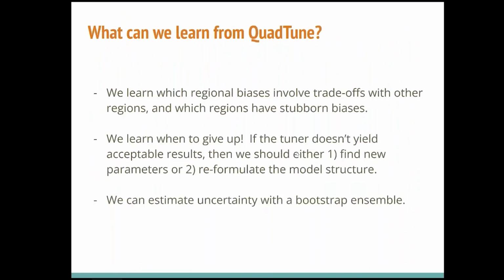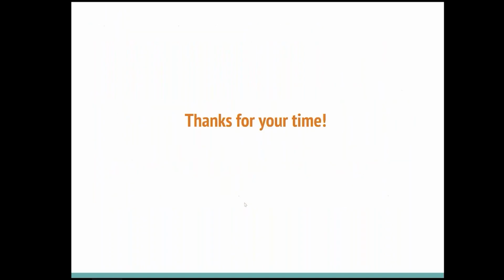So in summary, what can we learn from QuadTune? One is we learn which regional biases involve trade-offs and which regions have stubborn biases. We learn when to give up. If the tuner doesn't yield acceptable results, then either we should find new parameters or reformulate the model structure. But also, and we're working on this, is trying to estimate uncertainty with bootstrap sampling. So yeah, thanks for your time.